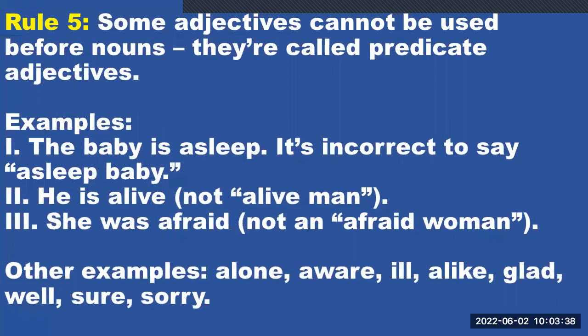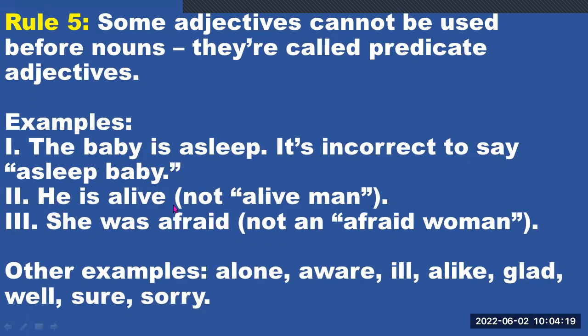Now, rule number 5: some adjectives cannot be used before nouns. They are called predicate adjectives, all right? They can't become pre-modifiers of nouns. They come after the noun. For example, the baby is asleep. It's incorrect to describe the baby as an asleep baby. No, the asleep can only be used predicatively. It can be used as part of the predicate, but cannot be used within the subject, or to come before a noun.